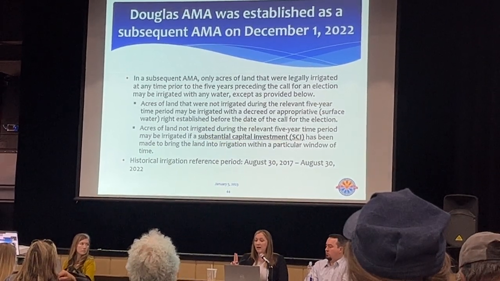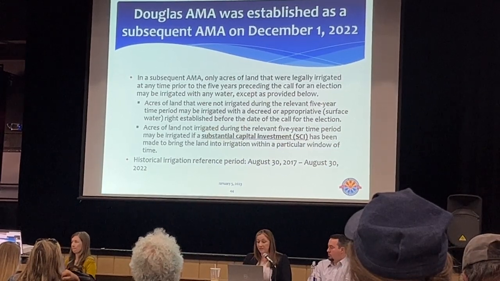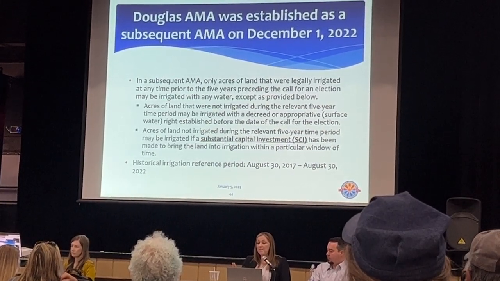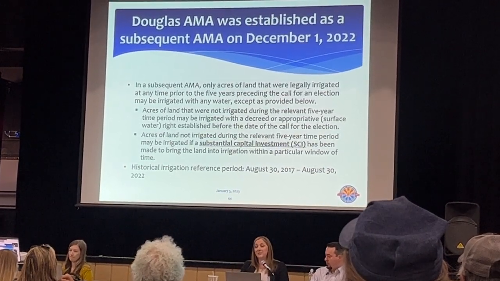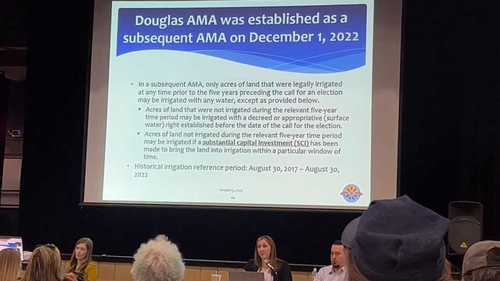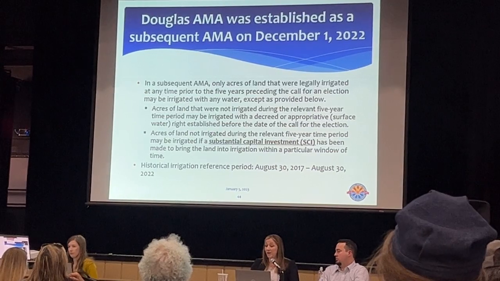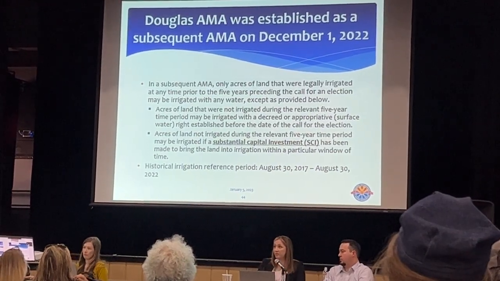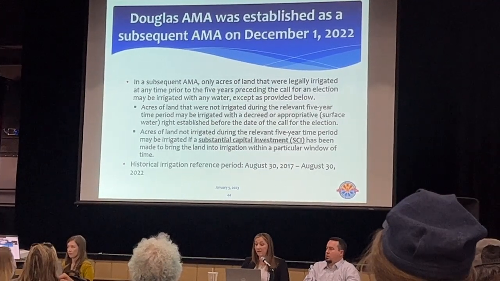And acres of land that were not irrigated during the relevant 5-year time period may be irrigated if they can demonstrate substantial capital investment within a particular window of time. And I'm going to come back to that because there's a little bit of nuance related to that window of time because some lands were in INA and some lands were not in INA. So I'm going to come back to that and clarify that.